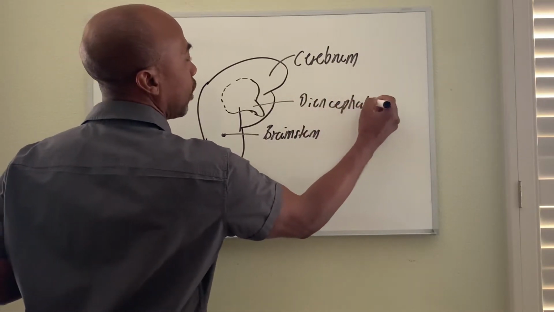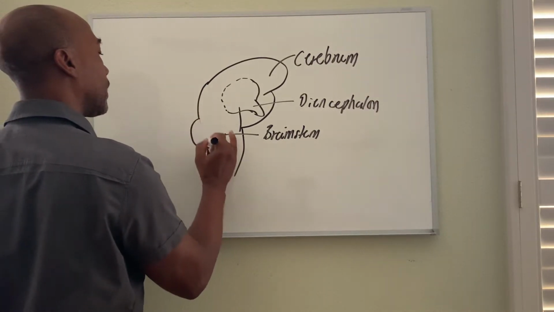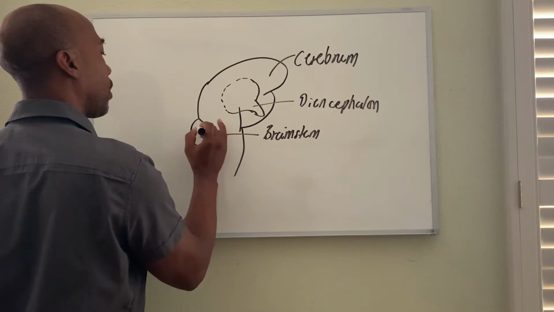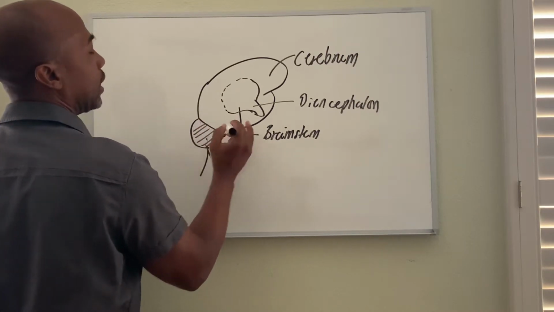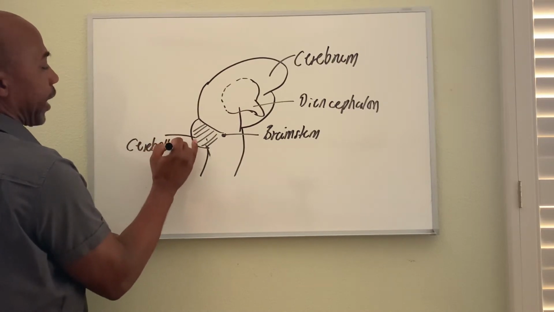And then there's a part at the back of the brain, back here, like so. This part back here is called the cerebellum. So you have four parts to the brain.